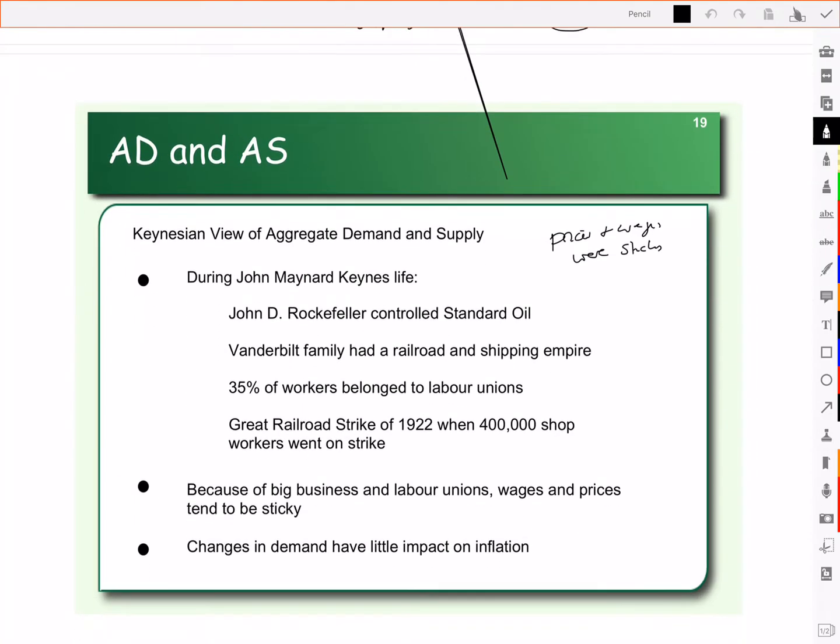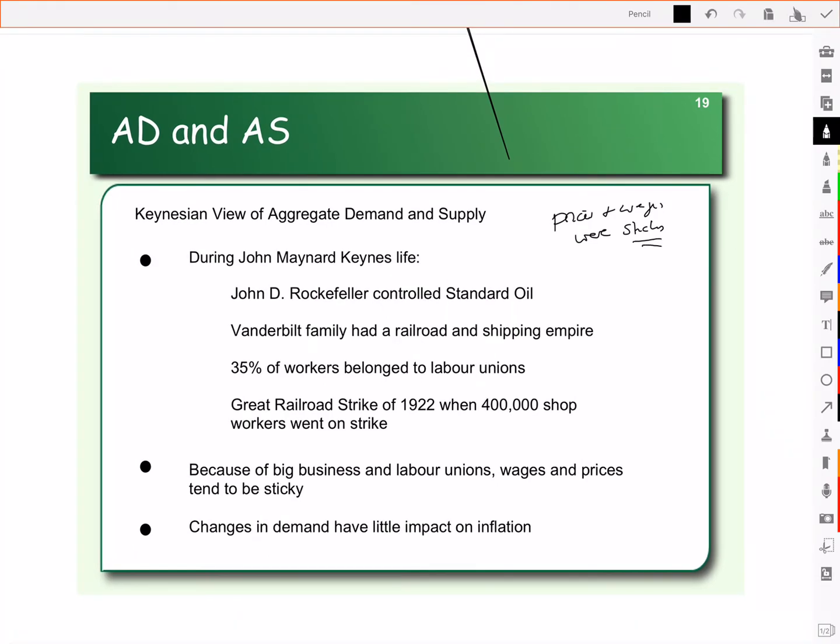Now, when John Maynard Keynes was looking at the economy, he said prices and wages were sticky. So they weren't changing. And this is because he lived at a time where you had monopolies. You had big companies, very powerful people ran those companies. And so we have people like John D. Rockefeller, J.P. Morgan, Andrew Carnegie, who own monopolies, big companies. Well, if you own a monopoly, that means you don't have any competition. If you don't have a competition, then you're not going to want to change your price. So prices were sticky.